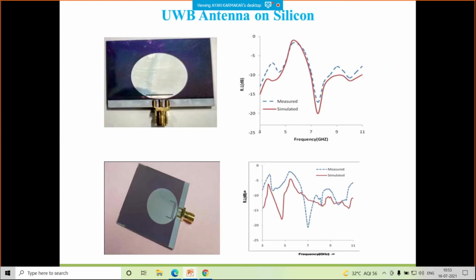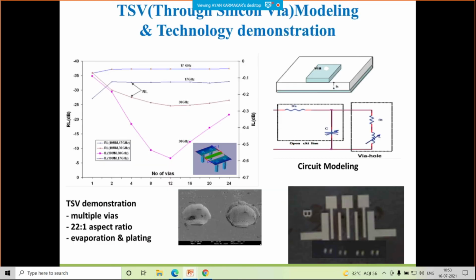Whether this particular silicon technology has the potential to realize the antenna or not, or whether it has the potential to sustain the ultra wideband feature or not, that's why we have characterized the whole wideband feature for 3.1 to 10.6 gigahertz also.